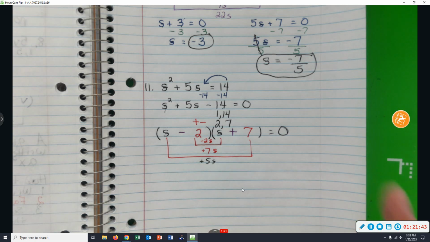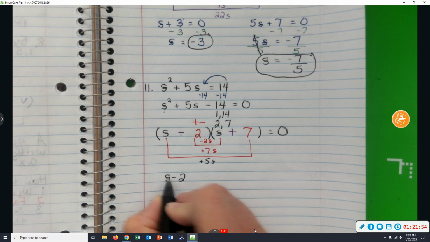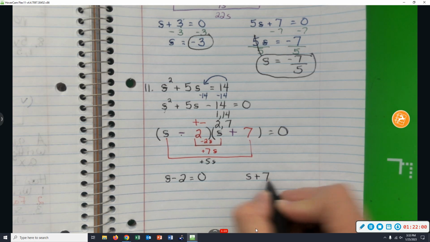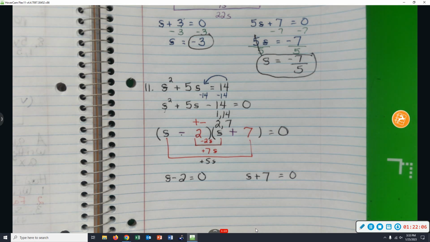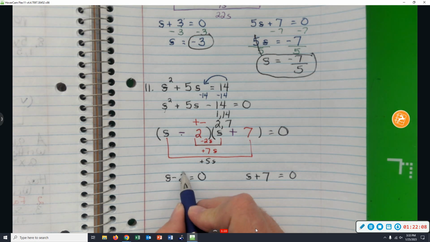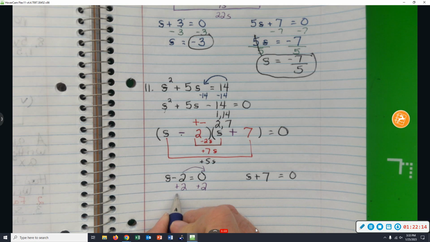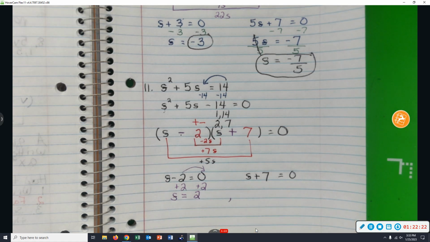But do we just type these two sets of parentheses in and say we're done? No. We're solving. So that's where you take each set of parentheses, the s minus 2, isolate the s, and then the s plus 7, isolate the s. So the s minus 2 equals 0. How do I isolate this s? Plus 2. Add 2 to both sides. I'll say plus 2, plus 2. So the first number I'll type in is a positive 2. And what about the second one?